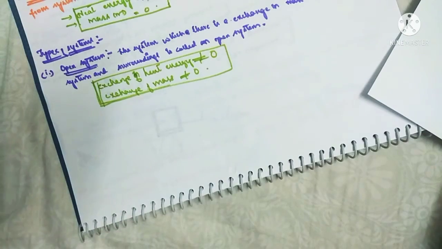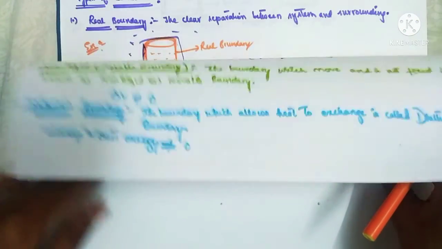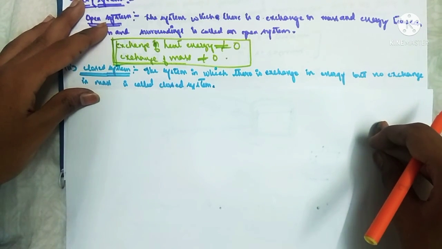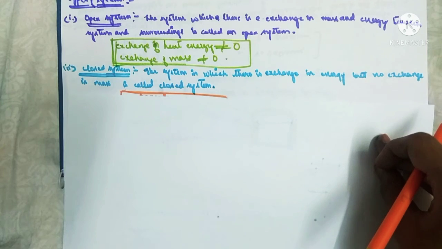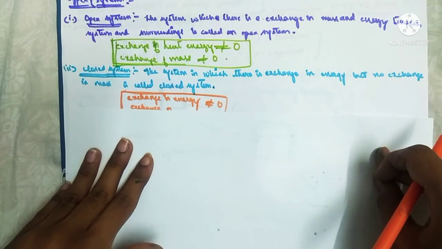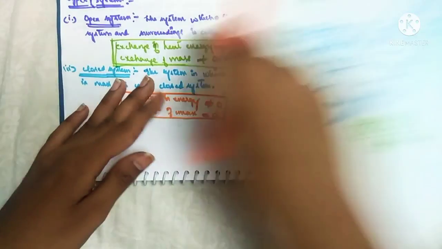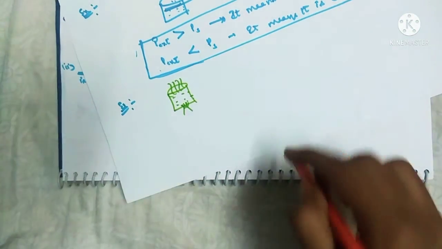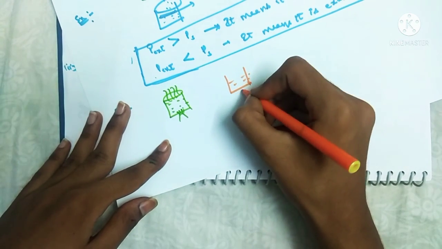Okay. Now we'll move on to the next type of system. The next type of system is closed system. The system in which there is exchange in energy but no exchange in mass is called closed system. So we can say that exchange in heat energy is not equal to 0, but exchange in mass is equal to 0.